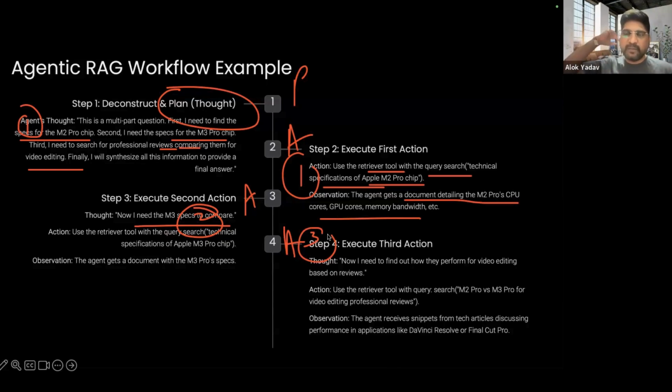Starting with the first action, you check for M2. Second action, you go and check for the M3 Pro chips. And the fourth one is that you try to look into the video editing reviews. Unlike what step 2 and step 3 are doing, where the query is more about technical specifications, this one is more about professional reviews of both of them, where we would have some more discussion.